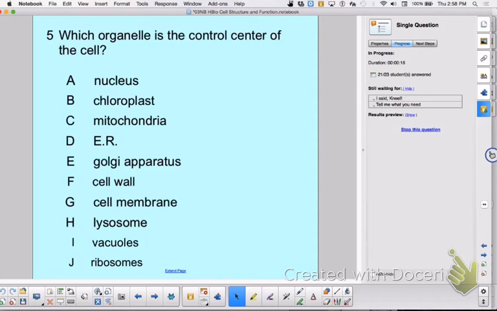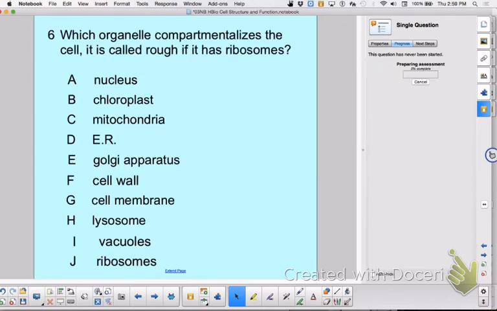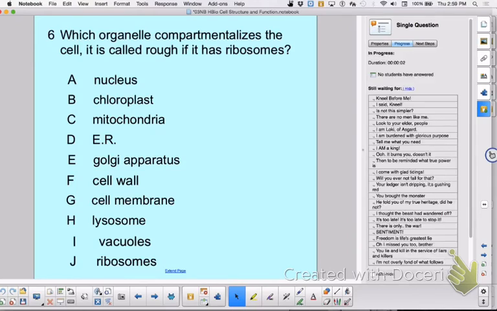The control center is the, tell me. Nucleus. Good. If I wanted mitochondria, what kind of things would I say? Powerhouse, cellular respiration. It's the same person every time. They probably just need a hug and a little bit of attention. And a little bit of a punch.